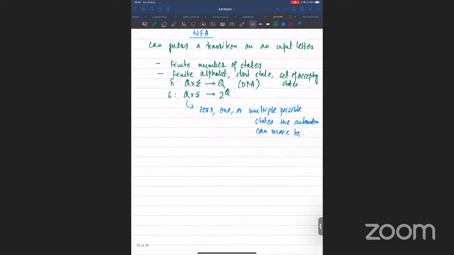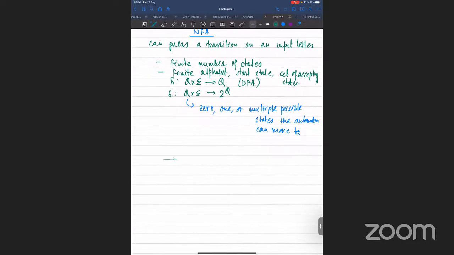So just to give you a simple example, suppose you have this automaton. So what does it do? I'm constructing this automaton where this is a language of strings that end with AB. Okay, so how would you do that?